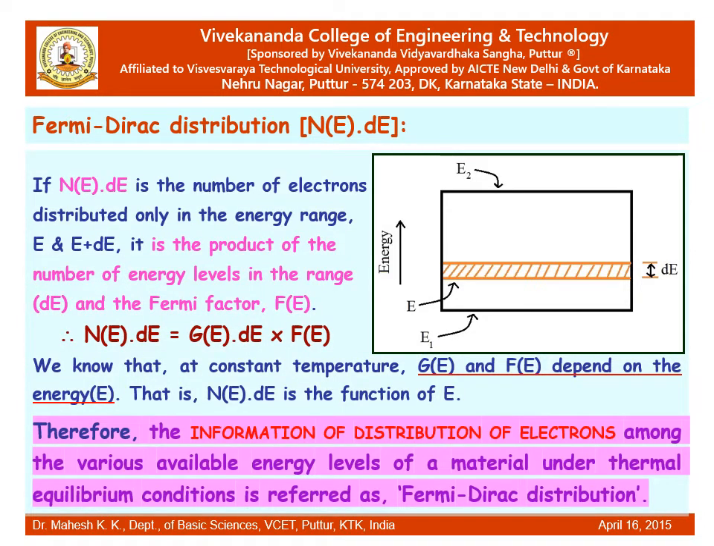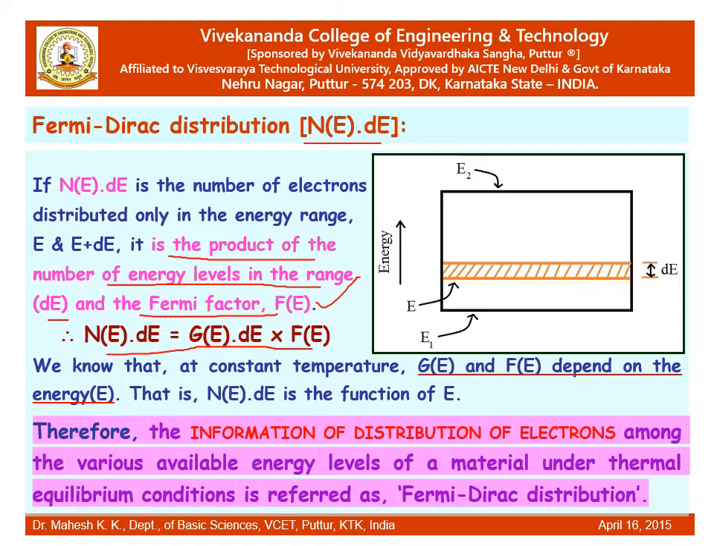So the Fermi Dirac distribution, which is represented as n of E dE. If n of E dE is the number of electrons distributed only in the energy range E and E plus dE, it is a product of the number of energy levels in the range dE and the Fermi factor F of E. This Fermi factor F of E we have already seen earlier. So n of E dE is equal to g of E dE into F of E.